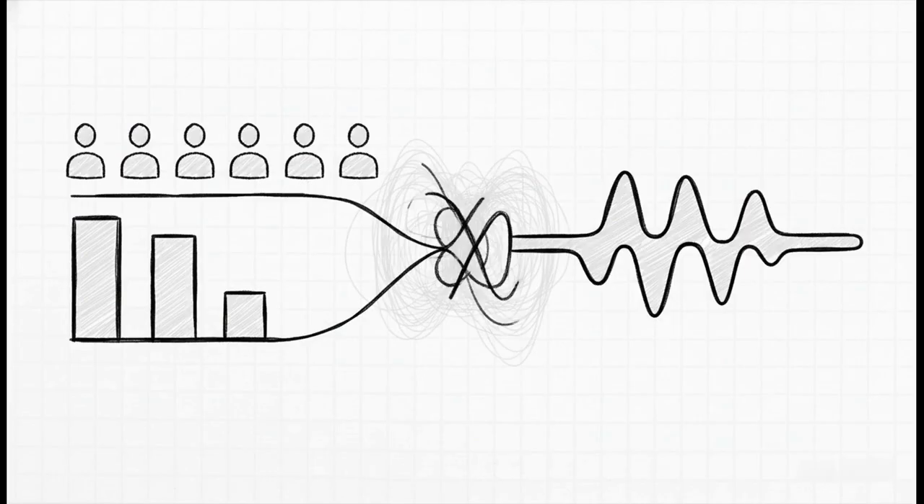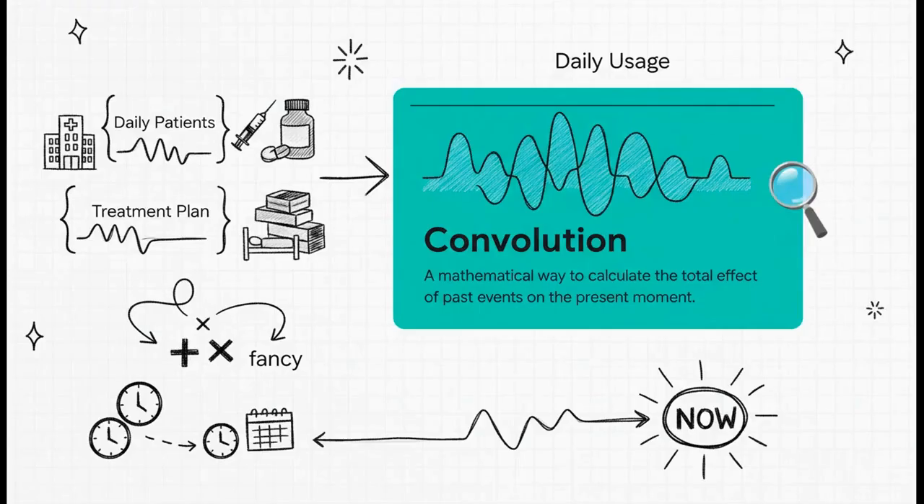And there is. This whole process, this idea of blending one list of numbers, our patients, with another list, our treatment plan, to figure out the combined effect, well, that has a name, and that name is convolution. And that's it. That's the core idea. You just did convolution without even knowing it. It's just a formal way of adding up how a bunch of past events are affecting what's happening right now. We took our daily patients list and our treatment plan list, and we blended them together to get a totally new list, our daily medicine usage. See? It really is just fancy multiplication.